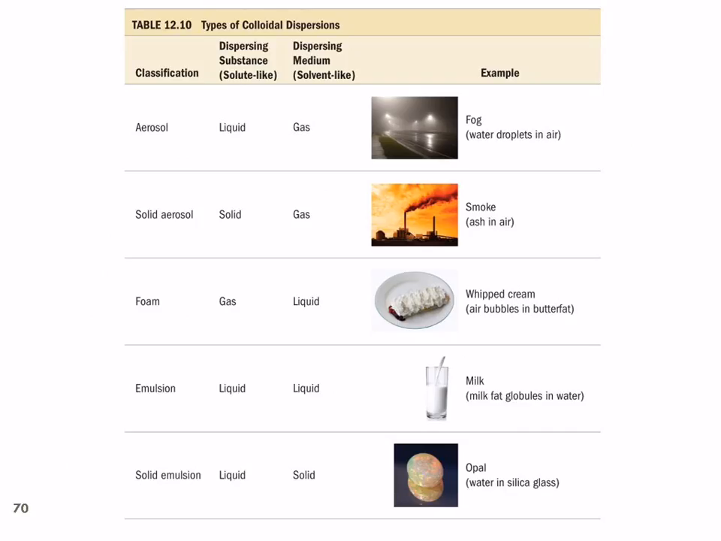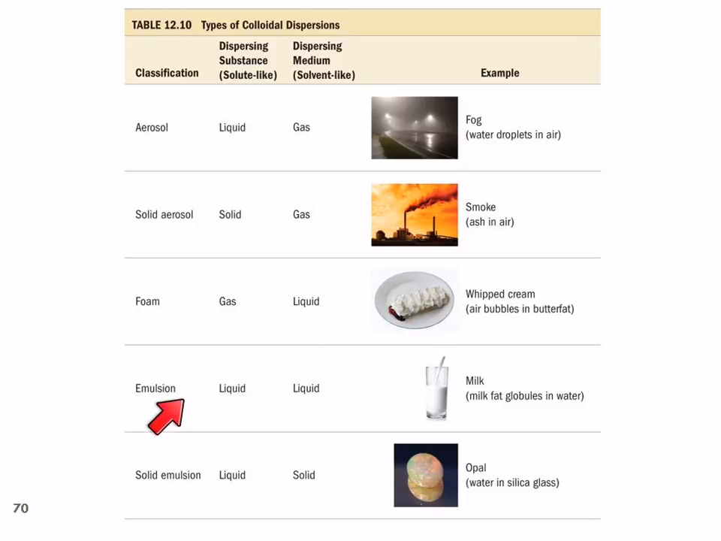Here are some examples of colloidal dispersions. Aerosols, where we're dispersing a liquid in a gas. Fog is an example of this. You can have solid aerosols, where a solid is dispersed in a gas. Smoke. Foam is a gas dispersed in a liquid. Whipped cream is a foam. That would be really good on pie.